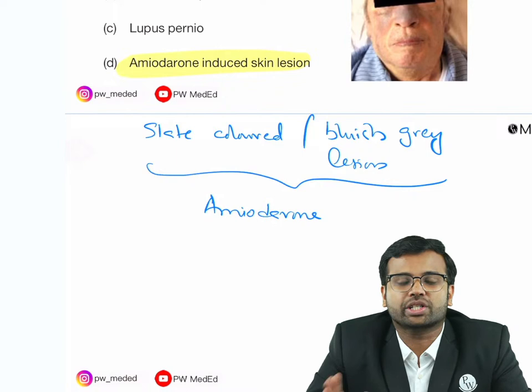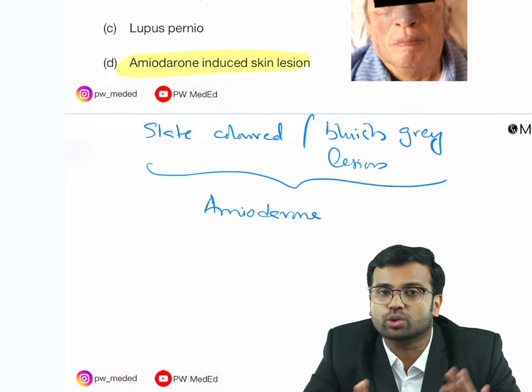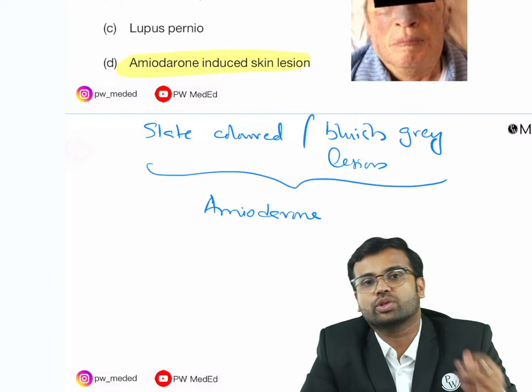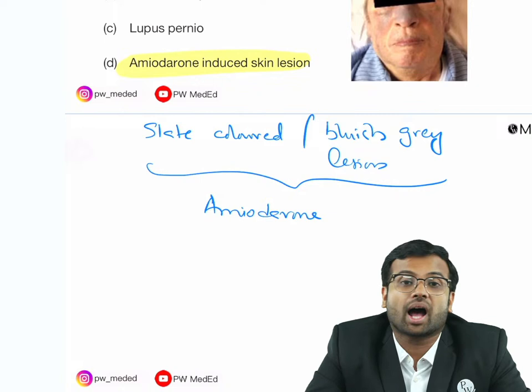Usually it appears after the patient goes to the sun. So there is some phototoxicity or some photoallergy that is associated with amiodarone, and the patient's entire skin or this sun exposed area may turn out to be a slate gray in color. So this is called as amiodarone induced skin lesion.